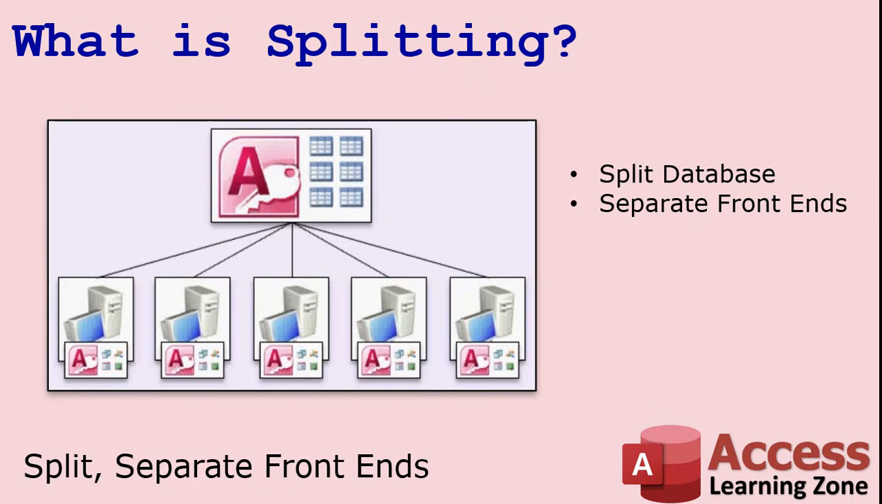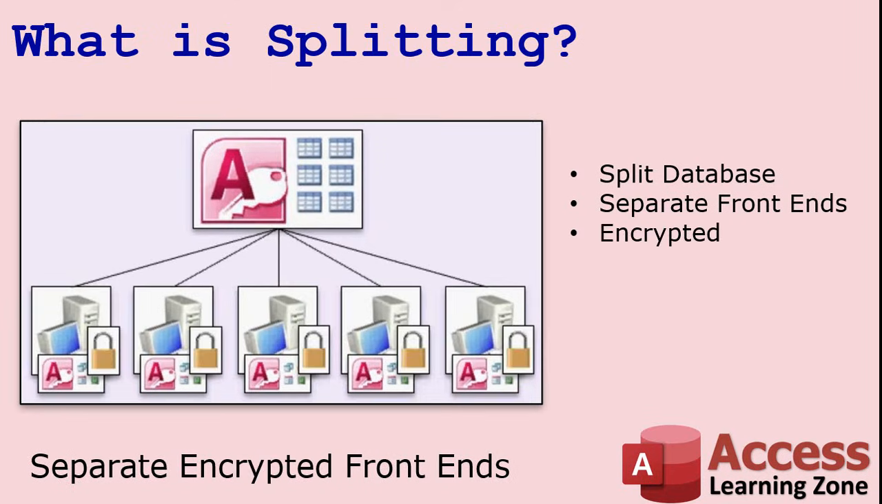The better way to run it is to split the database and give each user a separate copy of the front-end file. That way all of their forms, reports, queries, macros, and modules are loaded on their computer. So that information doesn't have to go over the network wire. Just the data from the tables is transmitted. You can also encrypt that front-end file so they can't get into your form design, your report design, your VBA code, and so on.